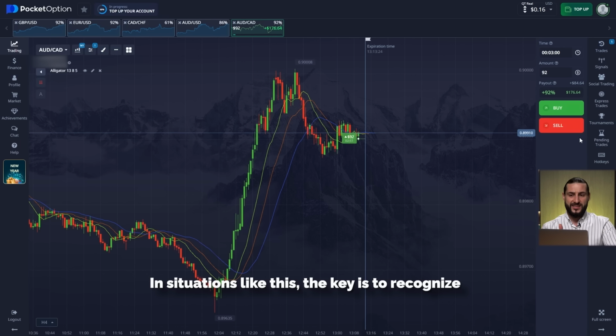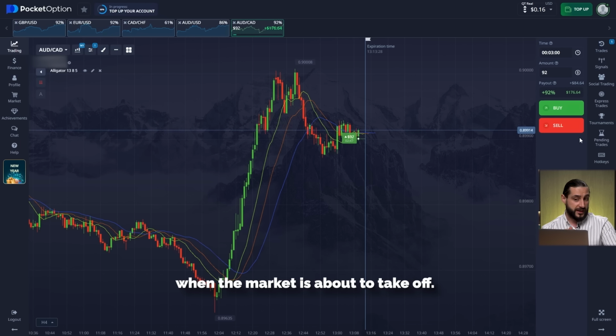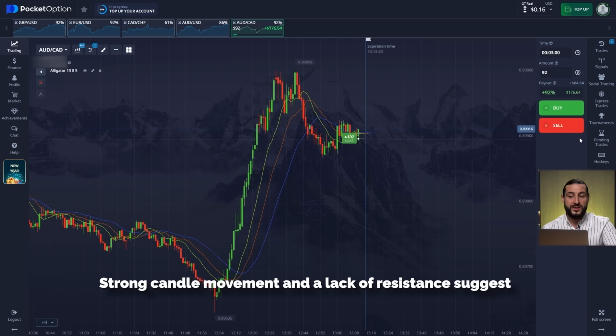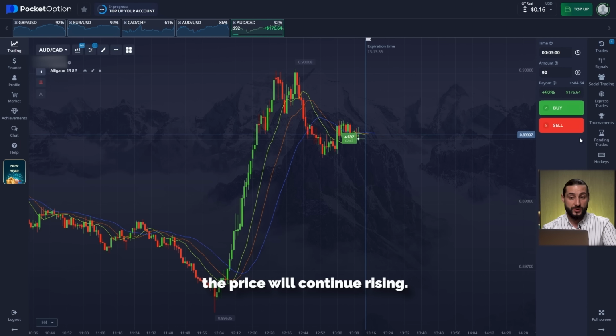In situations like this, the key is to recognize when the market is about to take off. Strong candle movement and a lack of resistance suggest the price will continue rising.